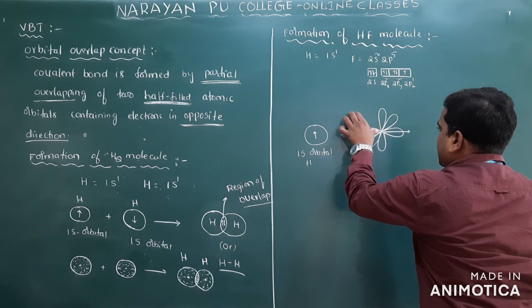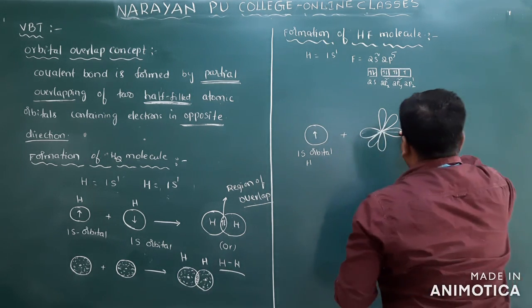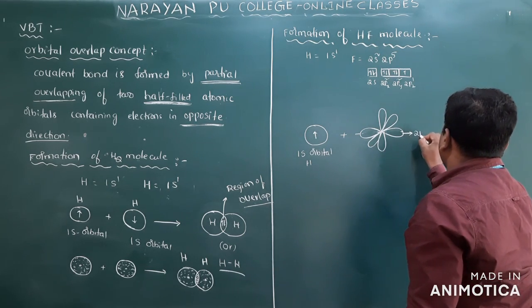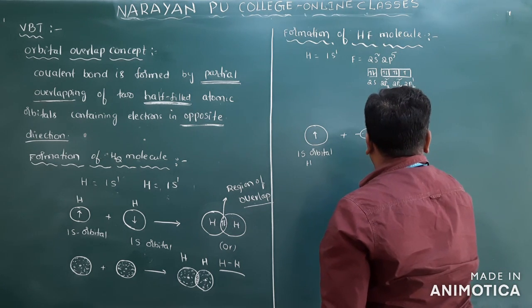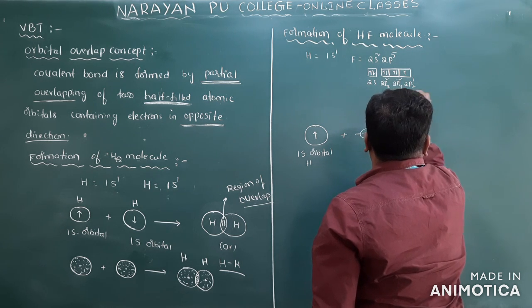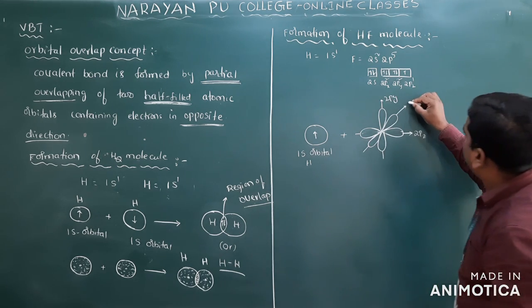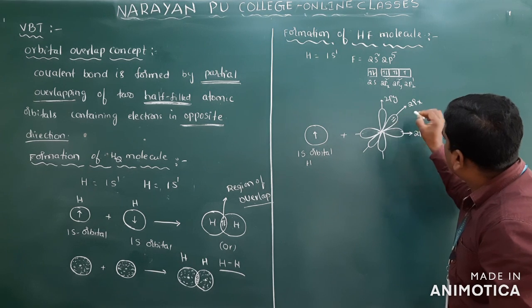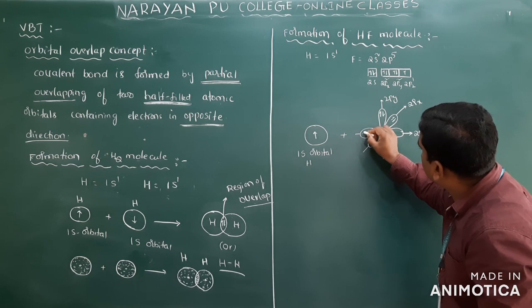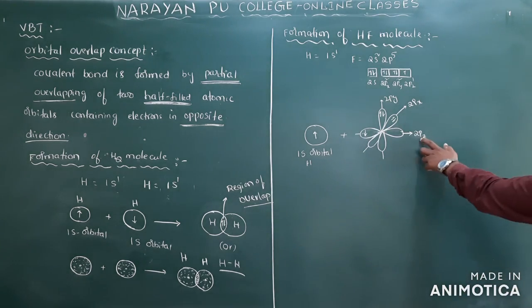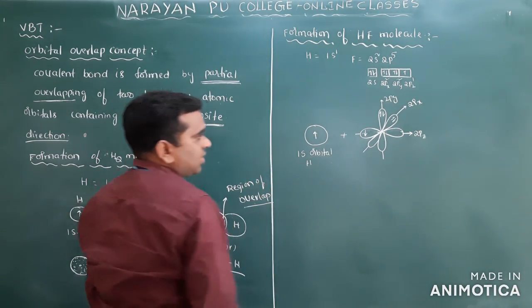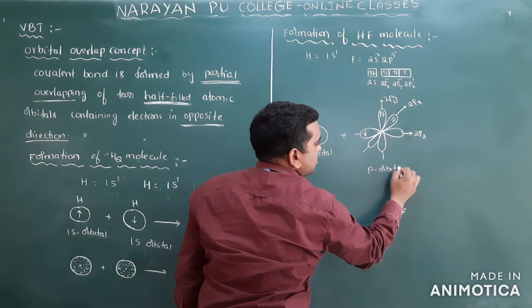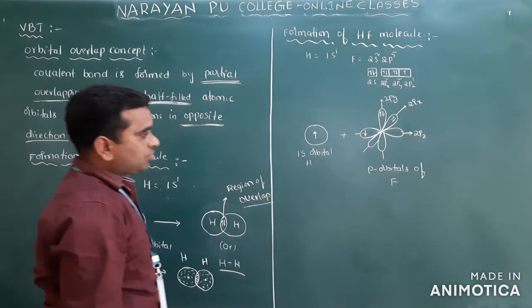Just assume this is the z axis, this is 2pz, this is 2py, and this is 2px. In the 2px and 2py there are 2 electrons each, but in 2pz there is 1 electron. So these are the p orbitals of fluorine. Then what will happen?